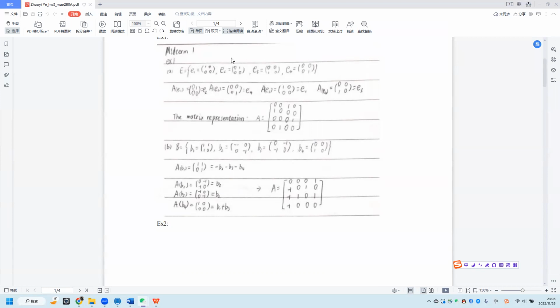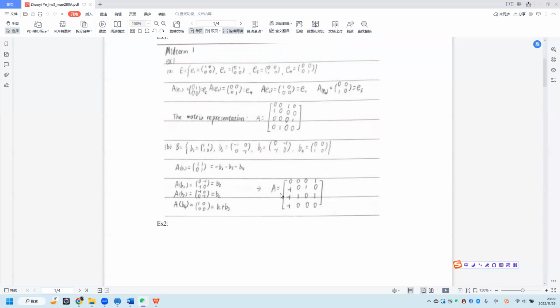Similarly to exercise 1A, we have exercise 1B, where the basis is different, but the ideas are the same. We first find the linear combination of the basis for AB, and then we can add them into this 4x4 matrix. So AB1 is 1101, which transforms from this one by A, and it's a linear combination of minus B2, minus B3, and minus B4. And AB2 is equal to B3, and AB3 equals B2. AB4 is equal to B1 plus B3.